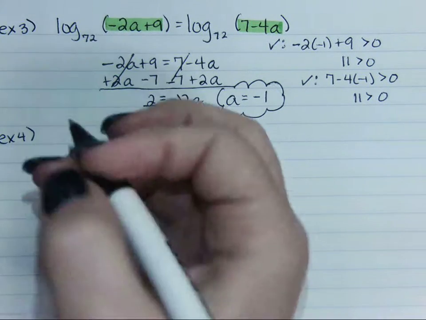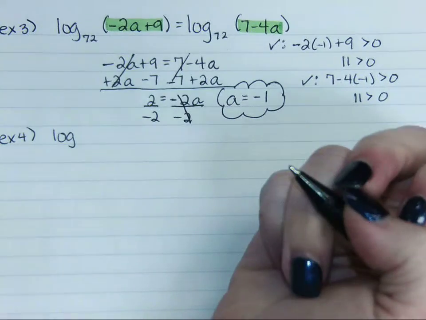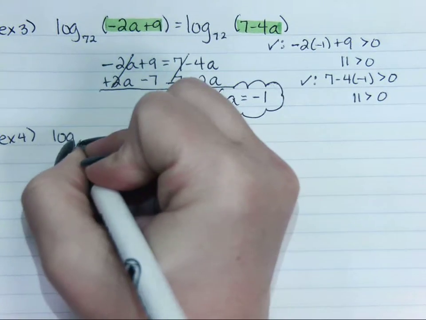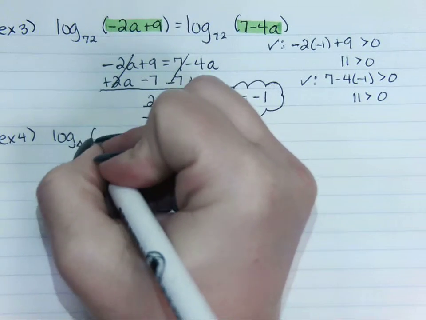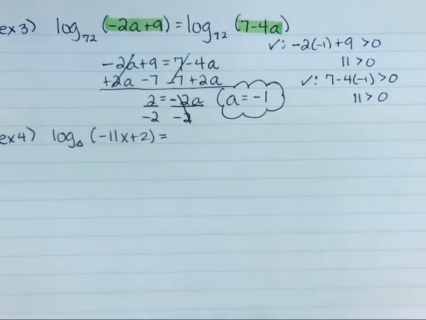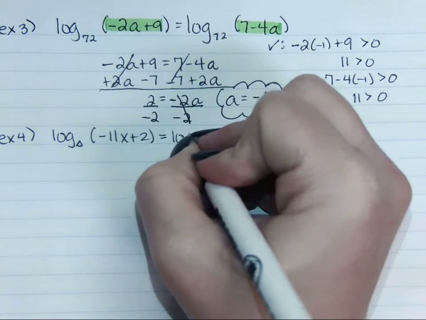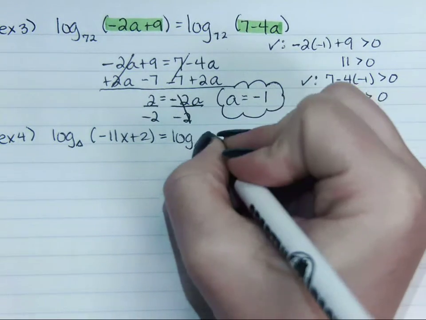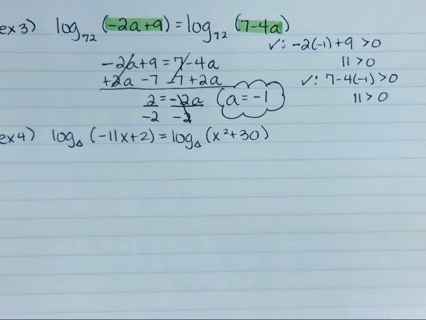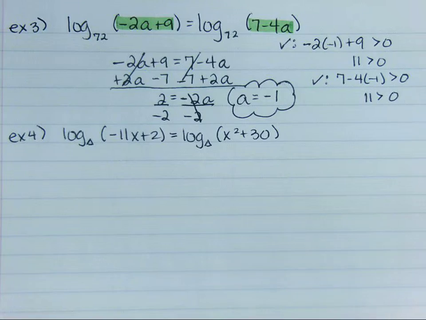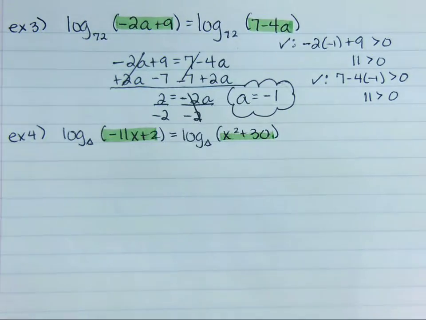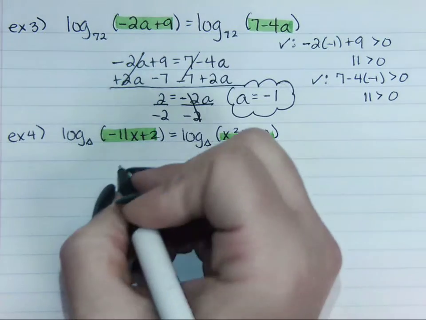All right, so let's do another one. Again, it doesn't matter what the base looks like. I could write log base, I don't know, a triangle, with the result of negative 11x plus 2, and that's going to be equal to another log base triangle of x squared plus 30. So again, log base triangle on both, which means I'm going to set these two functions equal to each other.